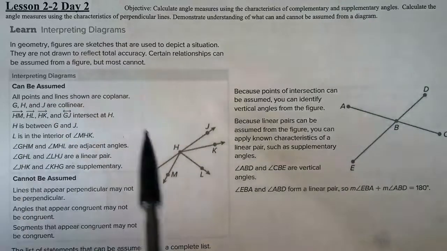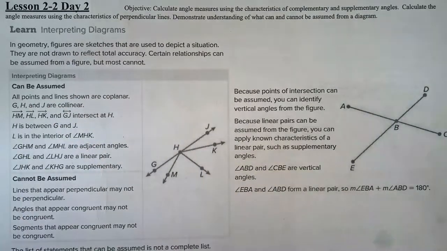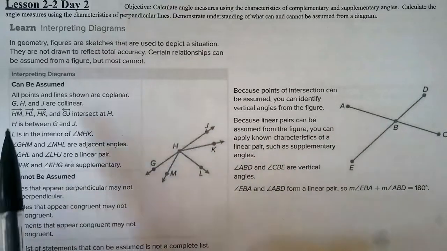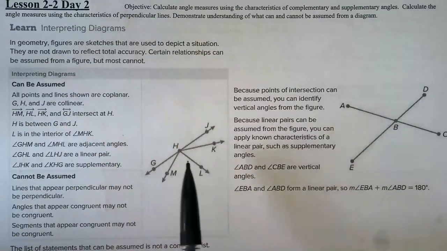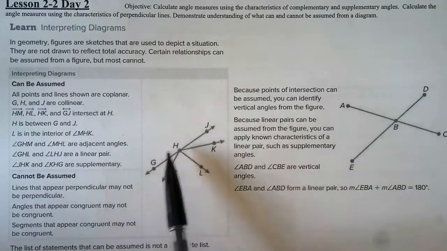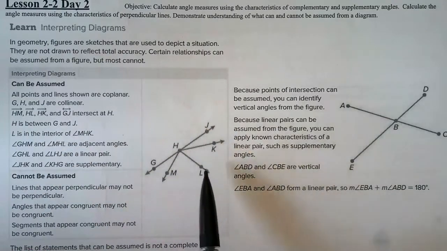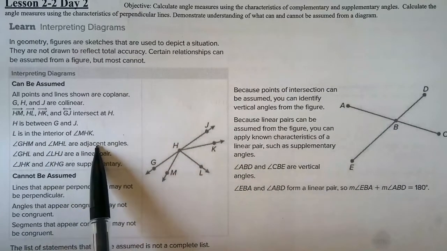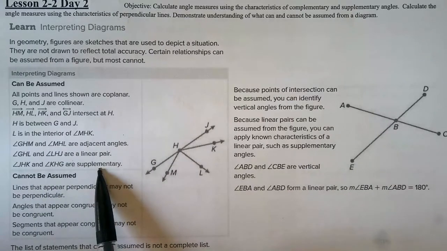I know that all the points in line are coplanar. I know that G, H, and J are collinear. I know that all of these rays intersect at H. I know that H is between G and J. I know that L is on the inside of this angle right here. I know that these two angles are adjacent, these two are a linear pair, and these two are supplementary.